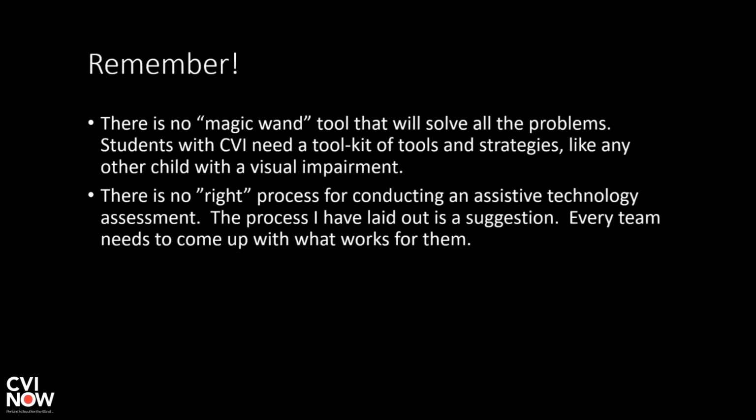And then it's also important to remember that there's no magic wand tool that will solve all the problems. Students with CVI need a toolkit of tools and strategies like any other child with a visual impairment. There's no right process for conducting an assistive technology assessment. The process that I have laid out is a suggestion. Every team needs to come up with what works for them.